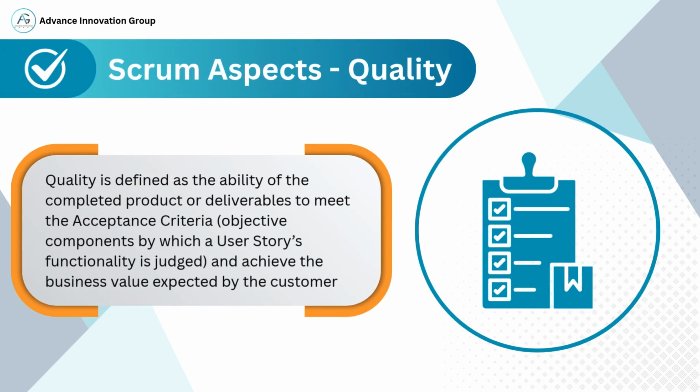In Scrum, quality is not an afterthought, it is embedded into every stage of the process. Quality is defined as the ability of the final product or deliverables to meet the acceptance criteria. These are the specific objective points used to judge whether a user story's functionality is acceptable or not. Achieving high quality also means ensuring that the expected business value is delivered to the customer. This alignment of technical performance with customer value is what makes Scrum a value-focused framework.